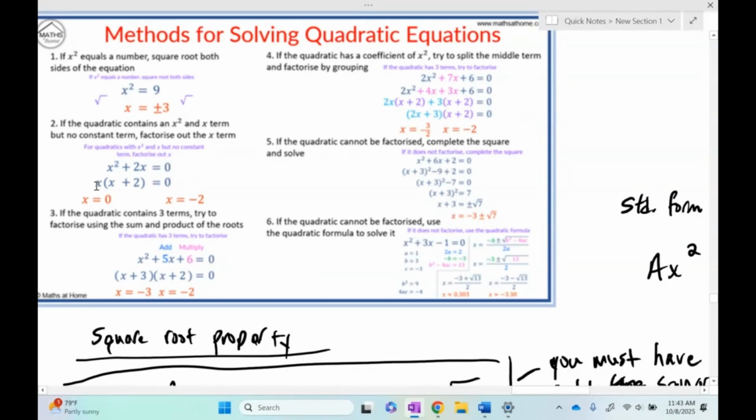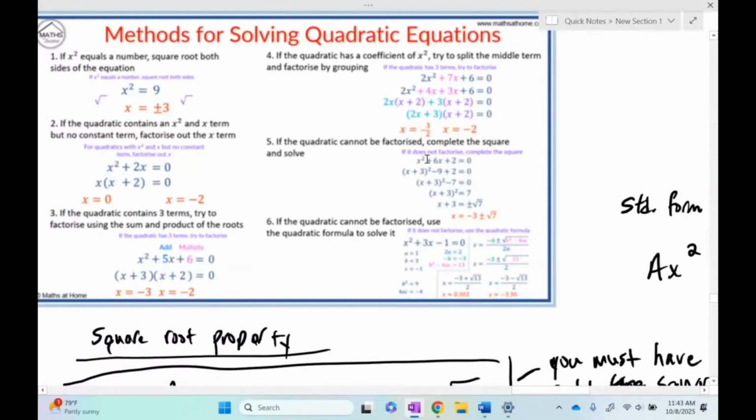You can always check your greatest common factor by multiplying. You should always be able to come back to your starting point. X times x is x squared. X times 2 is 2x. All right, and then we can use something called the zero factor property, which I'm going to explain in a second. But factoring can be as simple as factoring out the greatest common factor.